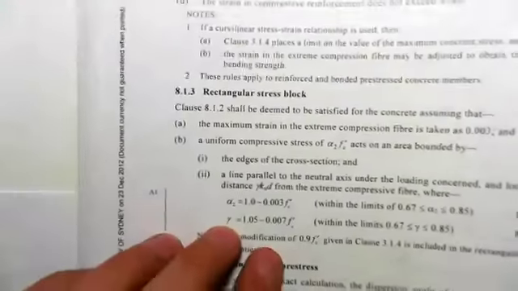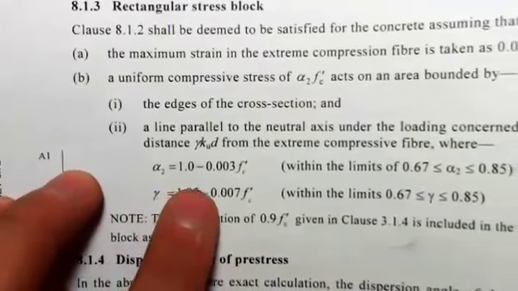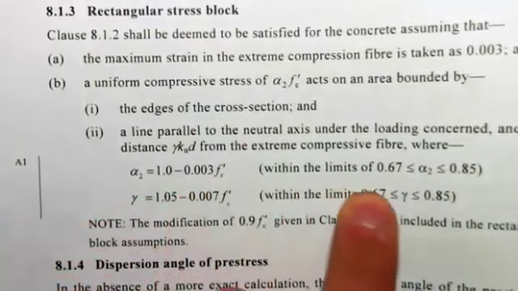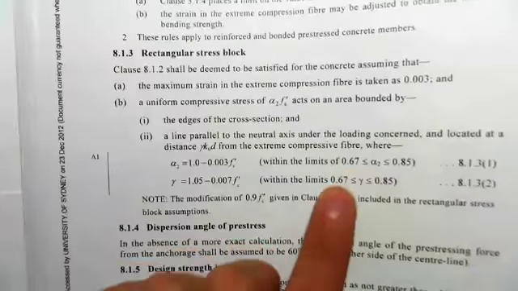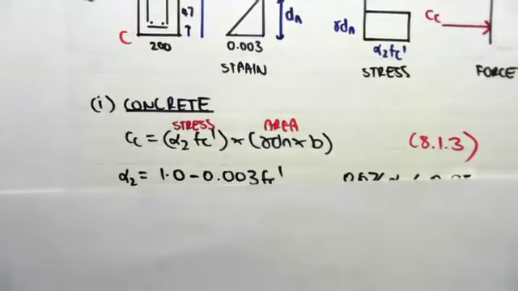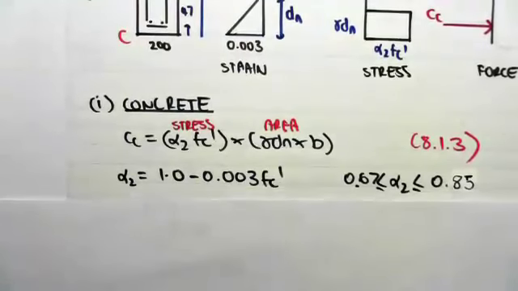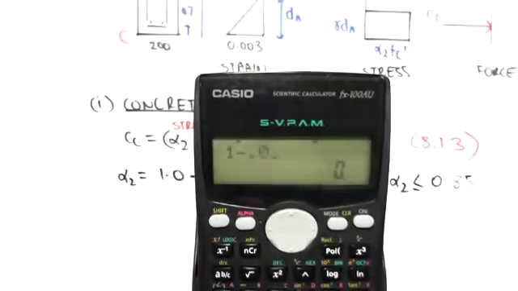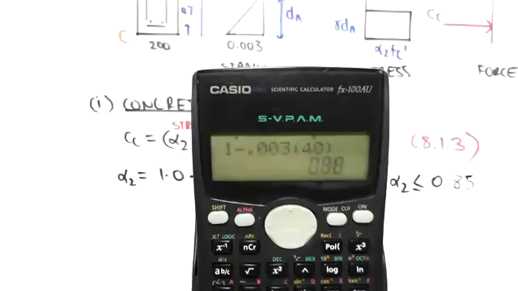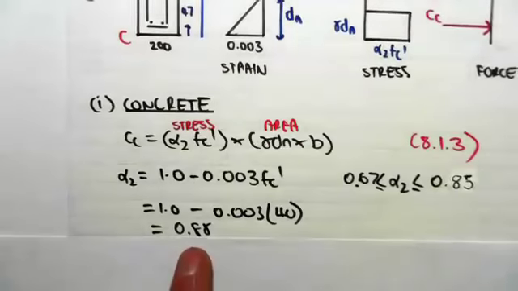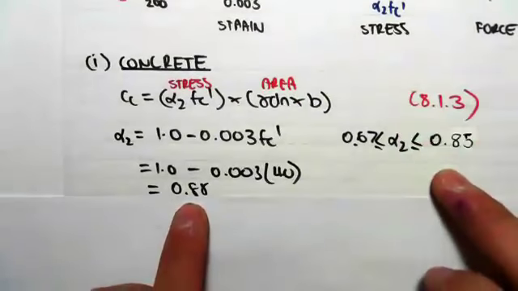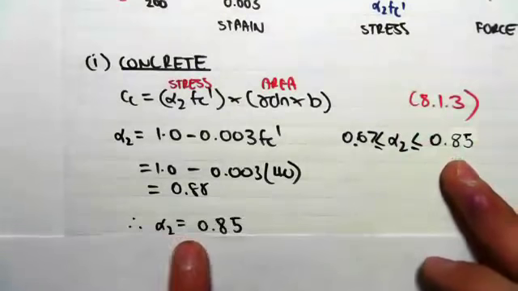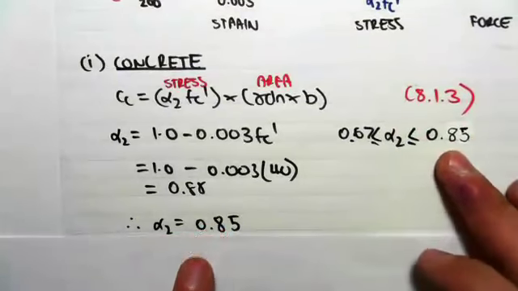So alpha 2, if I zoom in for you, alpha 2 is 1.0 minus 0.003 FC dash within these limits, okay? So alpha 2 is 1.0 minus 0.003 FC dash, where alpha 2 has to fall between there. Now our FC dash is 40 MPa, so 40 gives us 0.88, okay? Which is outside that range, so we need to take the value 0.85, okay? Because alpha 2 has to be between there.